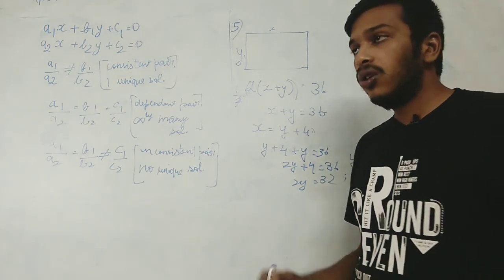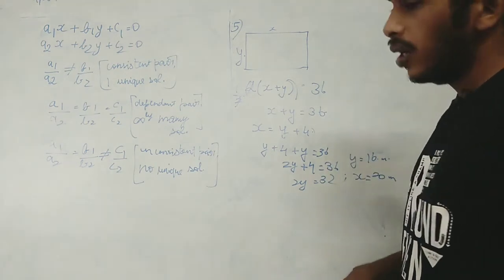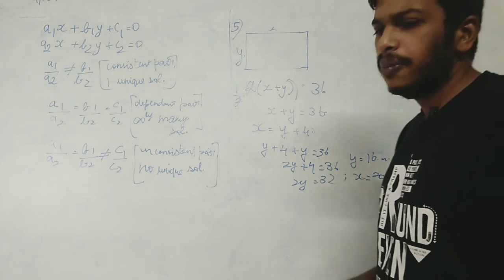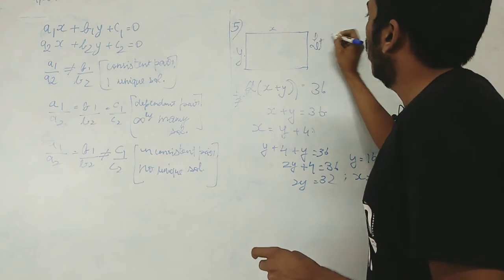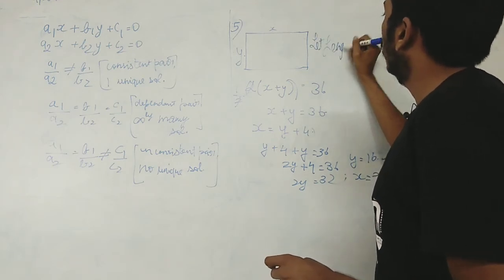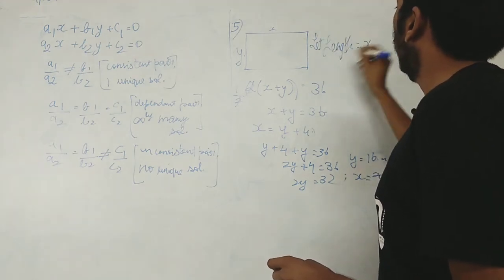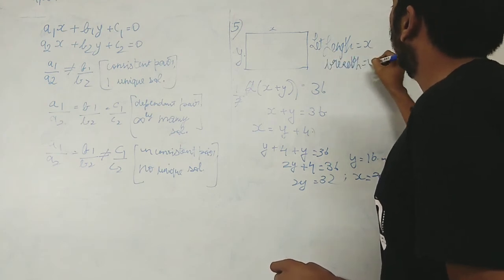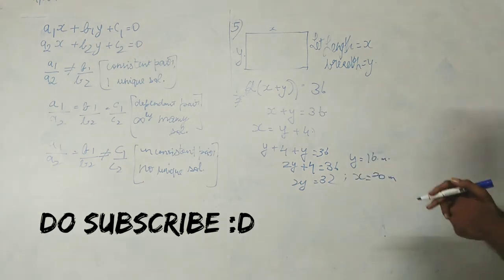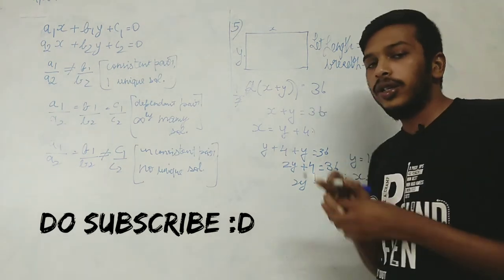Also, I forgot to say one thing. Whenever you are solving a problem, your steps are very important. I forgot to write these 2 steps, but I need to write: let length is equal to x and let breadth is equal to y. You always need to write all these steps, okay?